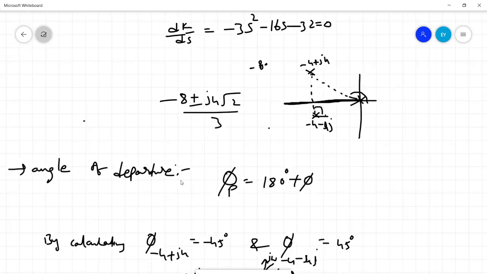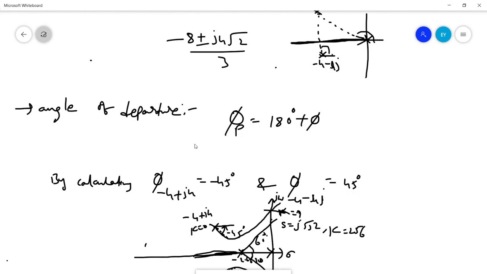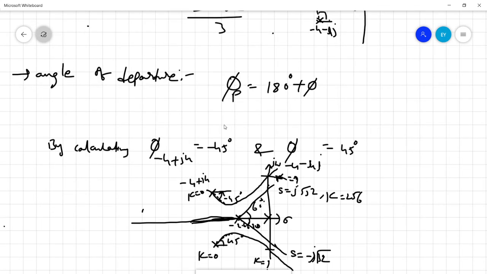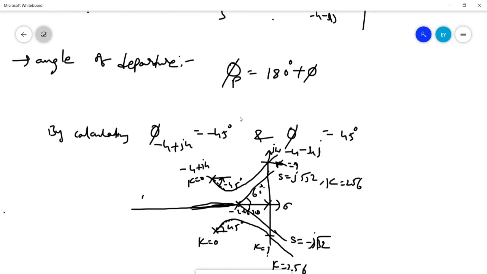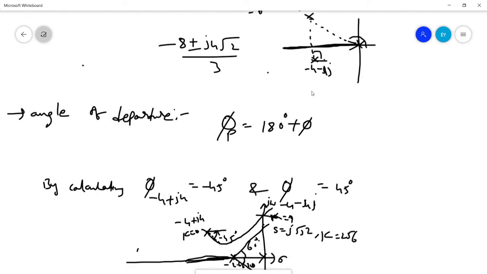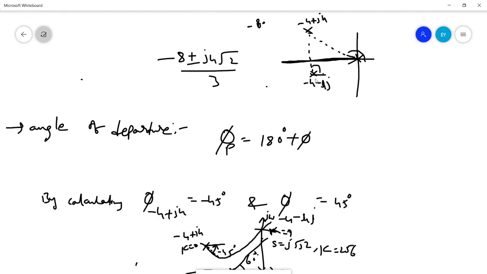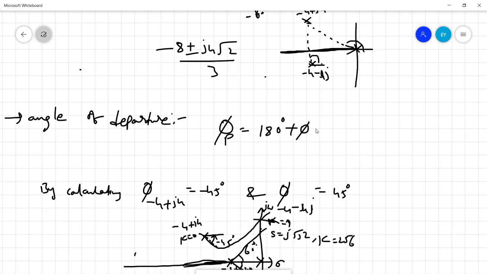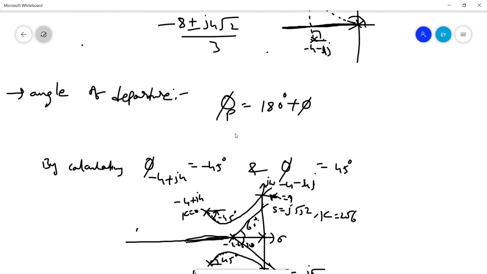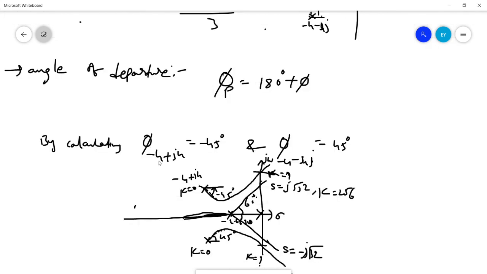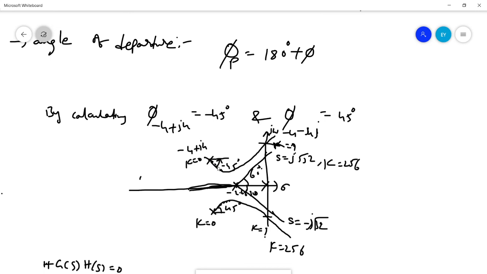Next thing is angle of departure. Phi p is equal to 180 plus phi. Phi is minus 45 and plus 45. How to calculate this? The angles the particular pole will make with the other two poles, and this pole will make with the other two poles. Right? We have to consider only complex poles for this. So if you calculate, phi for minus 4 plus 4j, you get minus 45. Minus 4 minus 4j, you get 45. That is what angle of departure is.